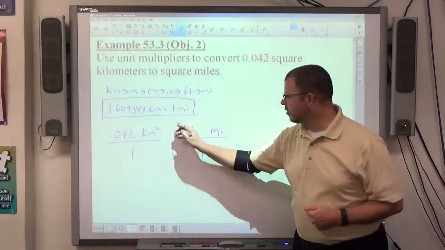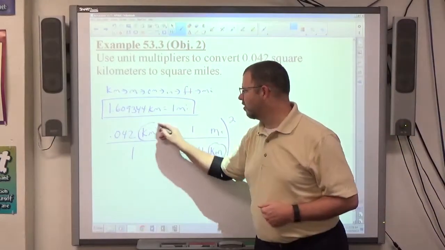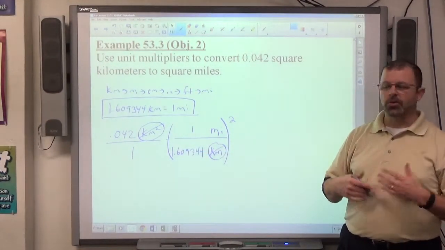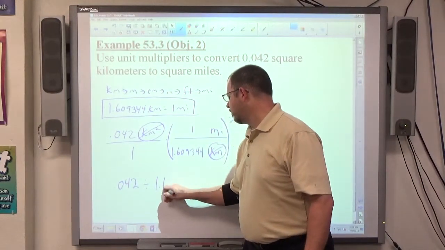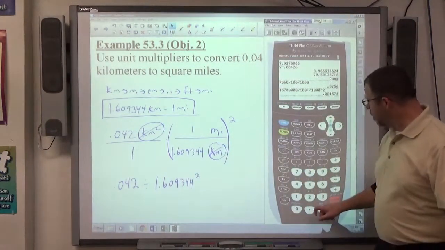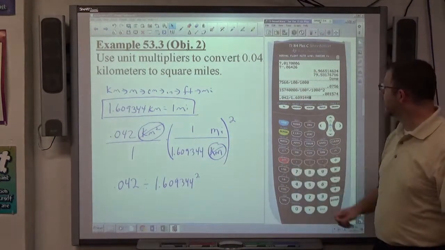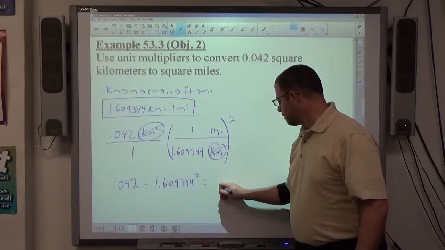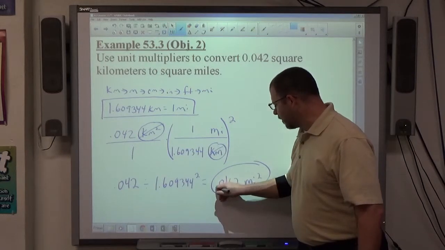This is just kilometers, so I need to square this entire fraction. So now kilometers is squared, so cancellation is allowed. But also miles is squared, and so is the 1.609344. So as far as typing this in my calculator is concerned, 0.042 is going to be divided by 1.609344 squared. 0.042 divided by 1.609344 squared. And that comes out to 0.0162 miles squared.